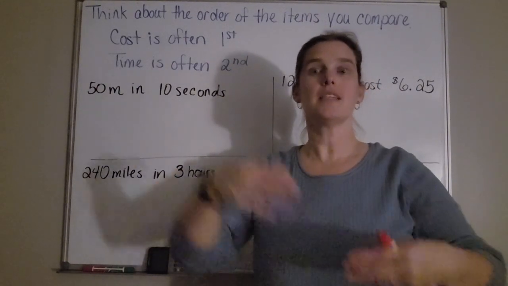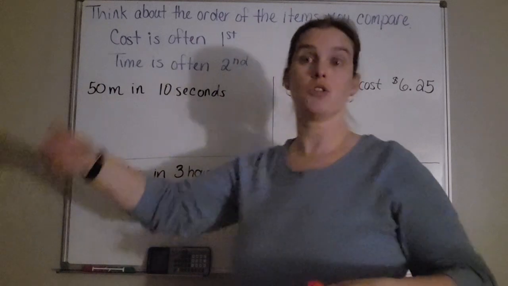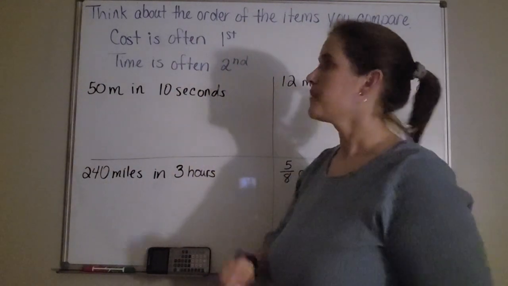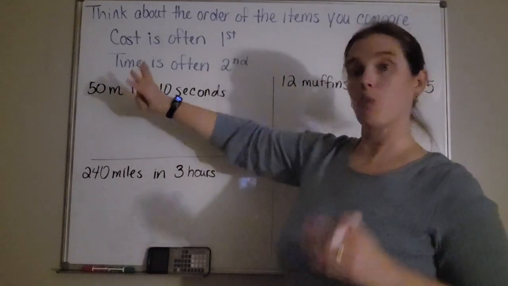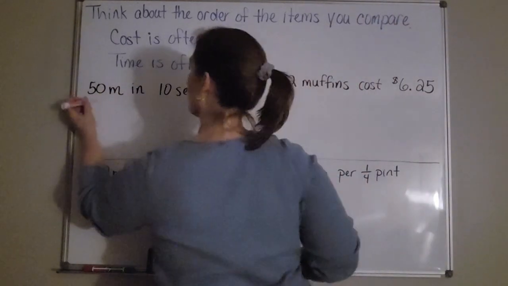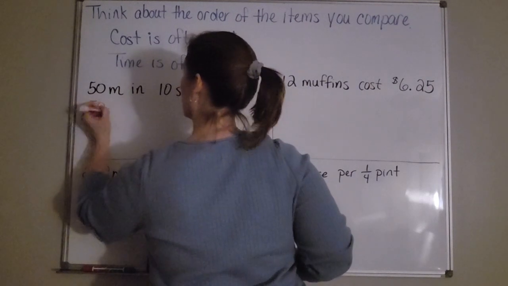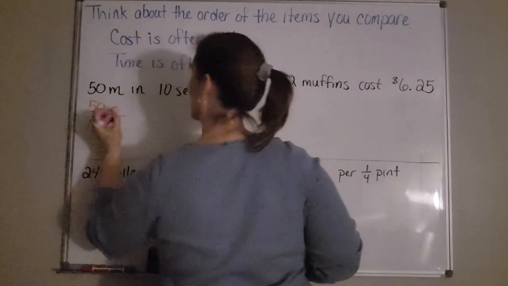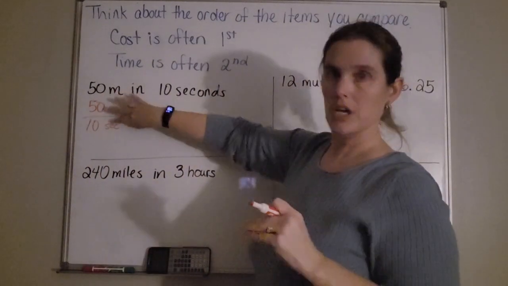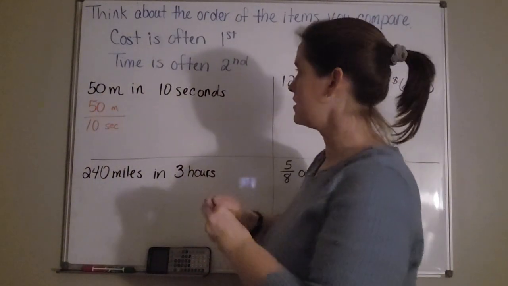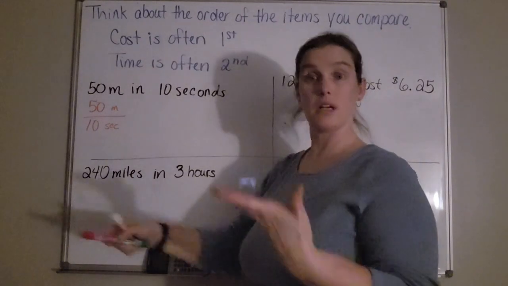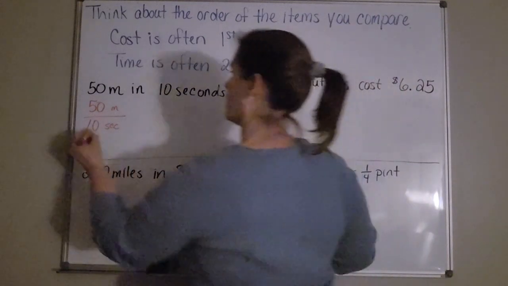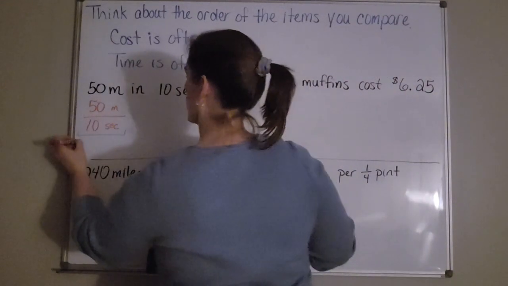I run this distance in this amount of time. So the distance is first, the time is second. All right, so let's set it up that way. Let's write our rate. Our rate will be 50 meters. And I put the units in there just to remind us what we're talking about, but we're going to focus on the numbers. So this is our rate right here, 50 meters in 10 seconds. I like to write it as a fraction. Could you just write it with a colon or a 2? Absolutely, you could. Okay, that's our rate.